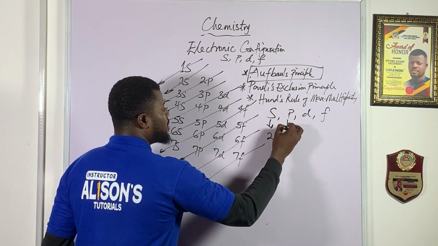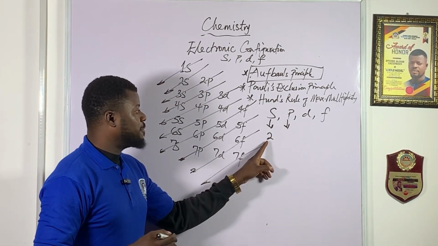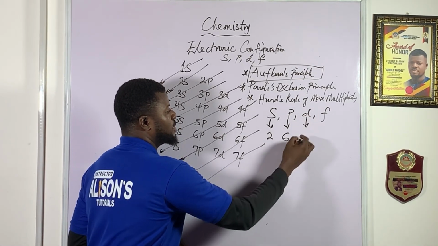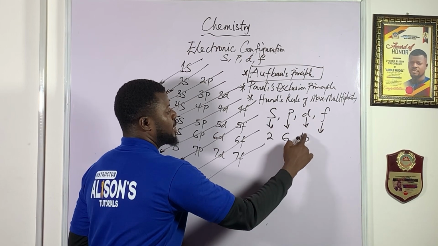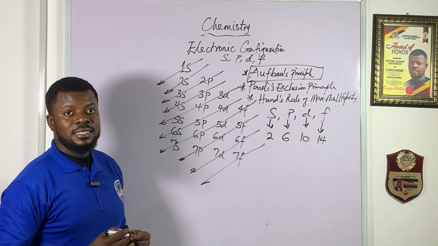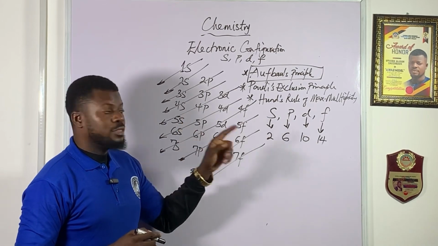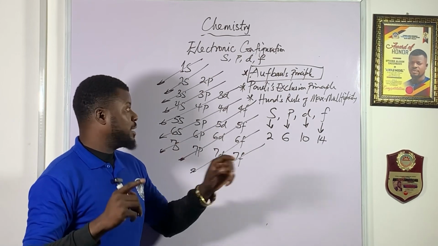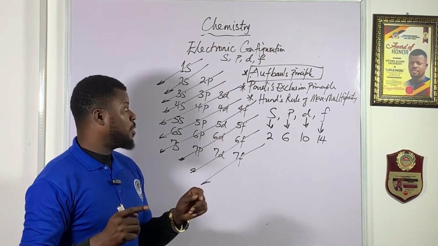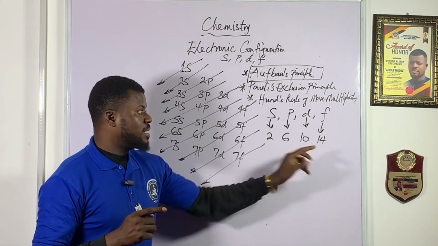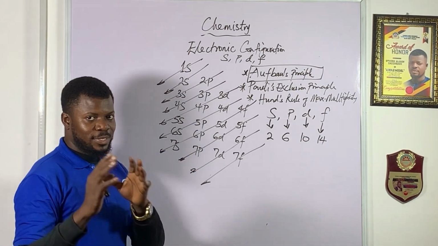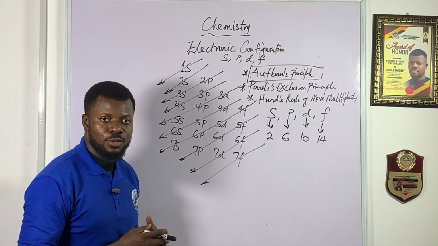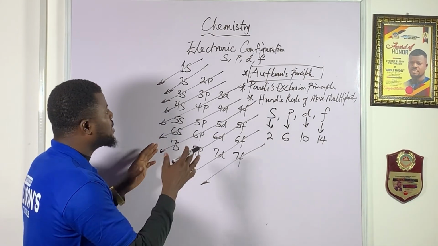The P orbital takes a maximum. How am I supposed to remember this? I'll just add 4 to 2 and that gives me 6. Then add 4 to 6 and that gives me 10, or add 4 to 10 and that gives me 14. That means the maximum electrons the S orbital will take is 2, the P orbital is 6, the D orbital is 10, and the F orbital is 14. Does that make sense?